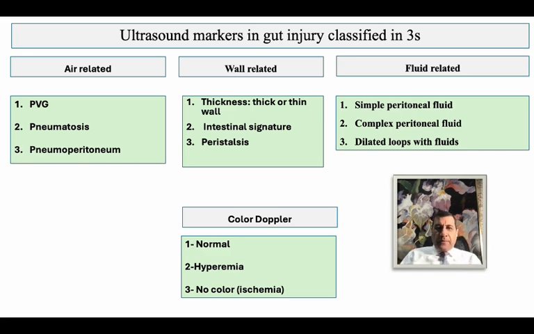The air-related markers are portal venous gas, which is easy to detect in the liver if it is present; pneumatosis intestinalis, which needs some experience to differentiate from intraluminal gas; and then pneumoperitoneum. Pneumoperitoneum, if it is free air, is typically diagnosed better by X-ray. But if the pneumoperitoneum is minimal or encysted air, that can be missed by X-ray and can be diagnosed by ultrasound. And then we have 3 wall-related markers.